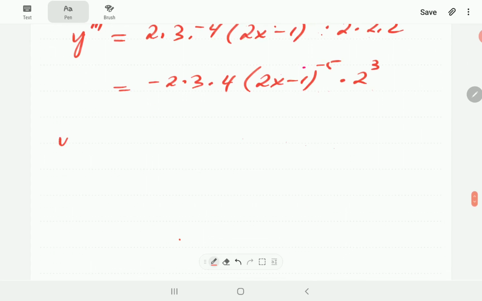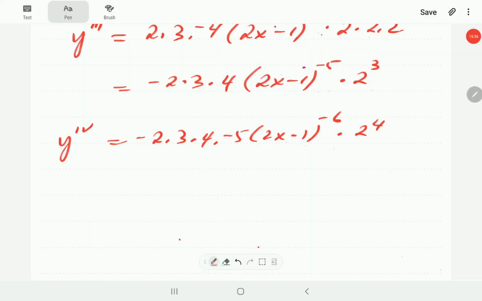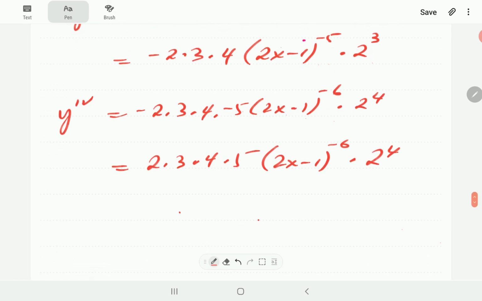Okay, then we're going to do one last one, and then we're going to try and see if we can spot some patterns that are developing here. Negative 5, (2x - 1) to the power negative 6. This one is now going to be 2 to the power 4. Since we have 2 negatives here, we can write this as 2 times 3 times 4 times 5, (2x - 1) to the power negative 6, 2 to the power 4.